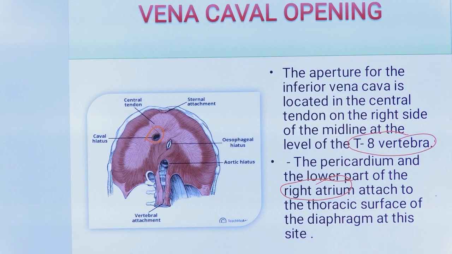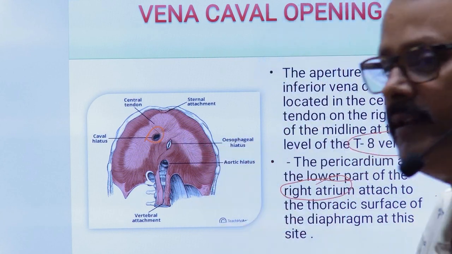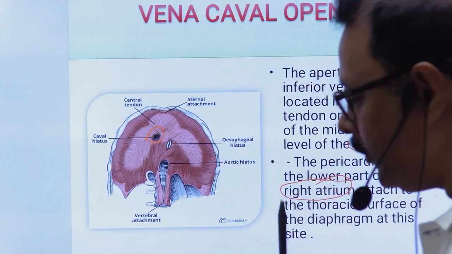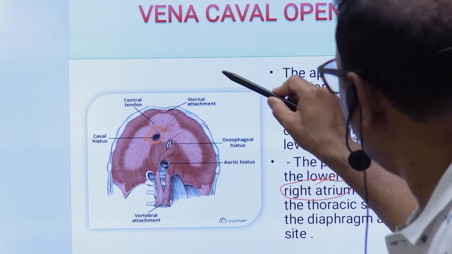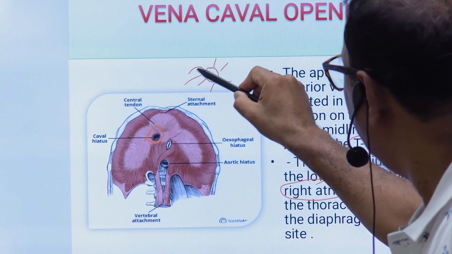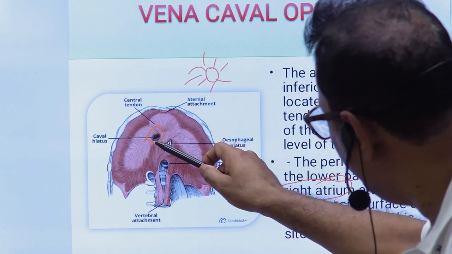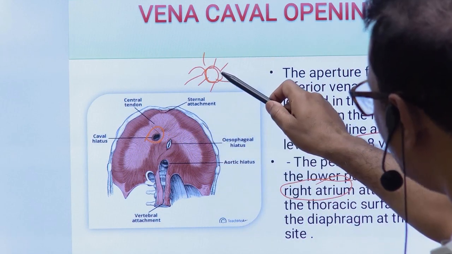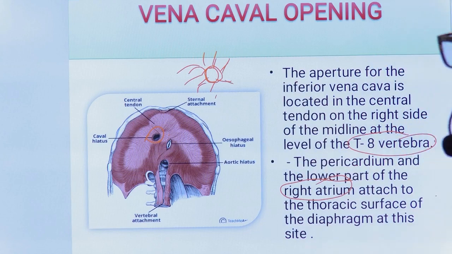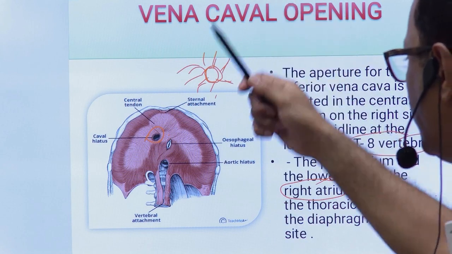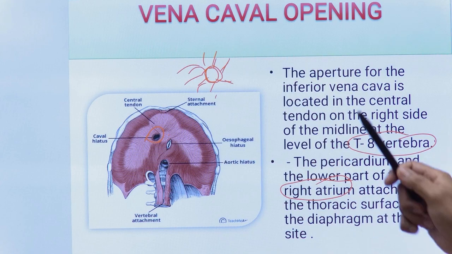Number one. Next, the most important point is that since it is situated in the central tendon, it's not the muscle, it is tendon. When the central tendon contracts, it will pull the structure attached to it. The inferior vena cava is attached to the wall of the central tendon. So when the tendon contracts, it will pull the inferior vena cava, and the lumen diameter of the inferior vena cava will increase, and more blood will pass from the abdominal cavity to the thoracic cavity.